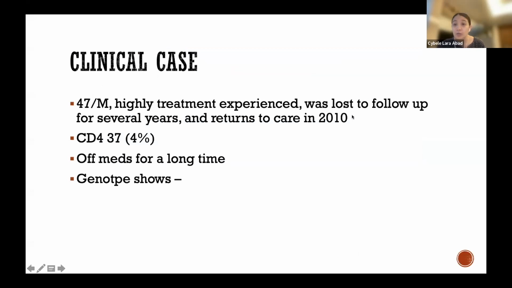Okay, so now let's go to our third case. Now, a little bit more difficult than the second case, but I think you can do this. So this is an older male, 47 years old. He's highly treatment experienced and was lost to follow-up for several years before returning to care in 2010. So this is one of my older patients.